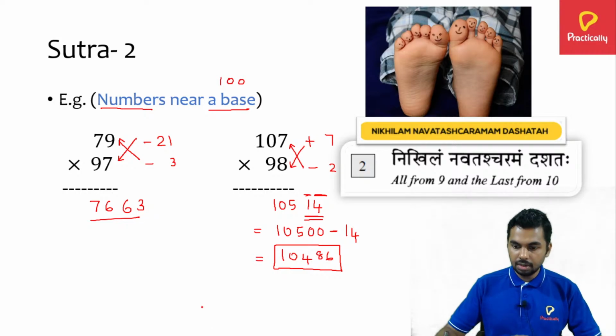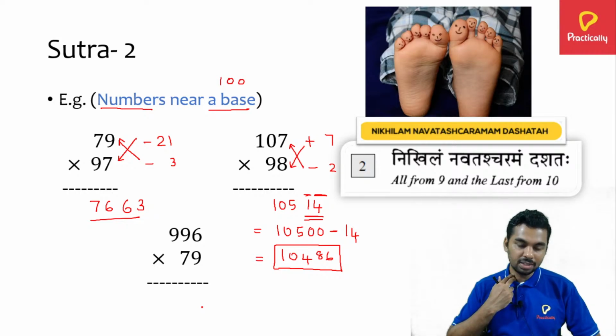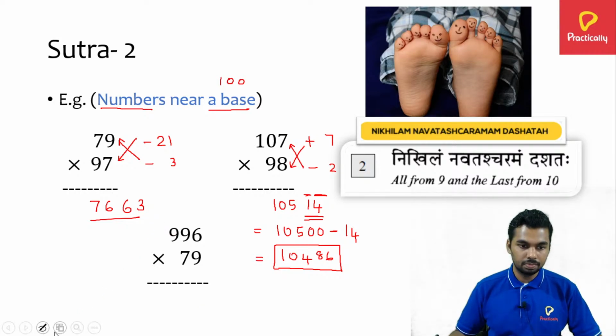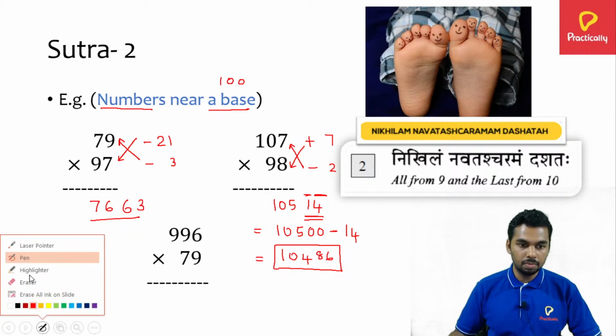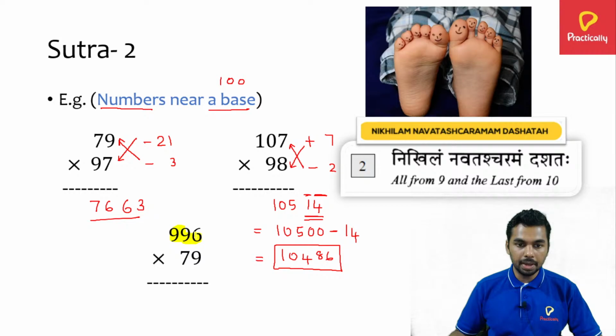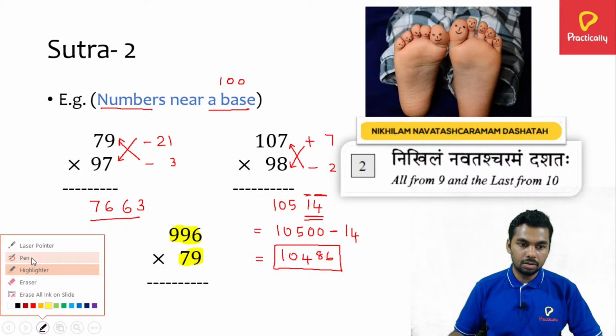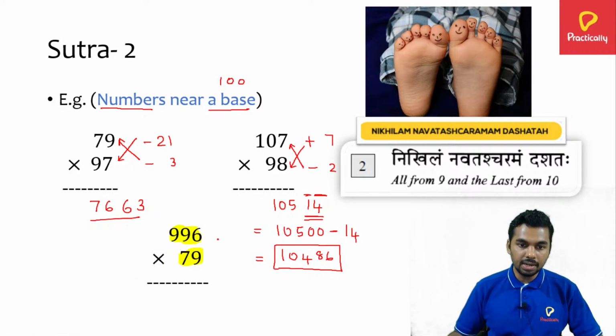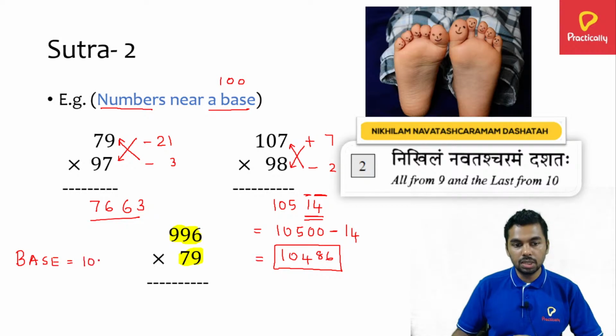Alright. Now the third question I am going to give you as homework. So try this question at home. I want to multiply the 3-digit number 996 with the 2-digit number 79. To begin the calculation, I'll give you some hints. 996 is closer to the base 1000. So in this case, you should choose the base equal to 1000, not 100. 1000 is the base.